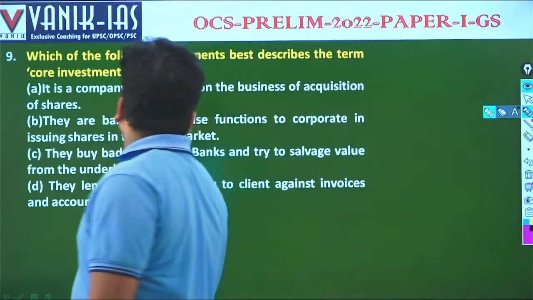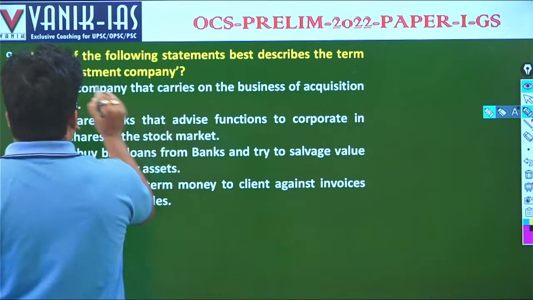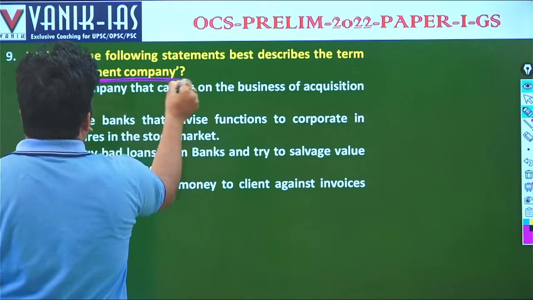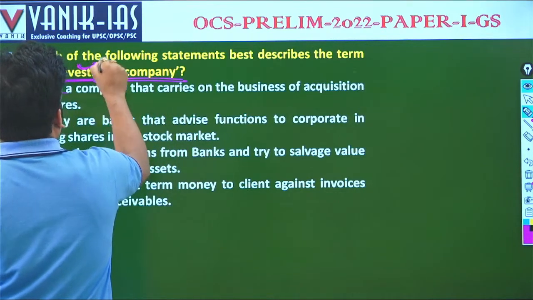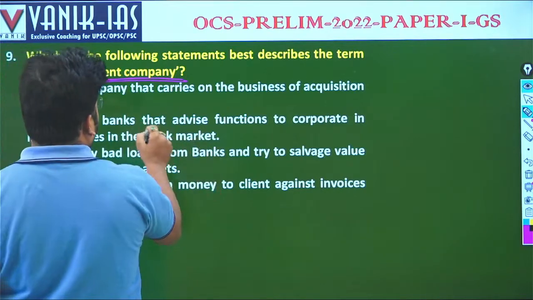Next, which of the following statements best describes the term core investment company? It is a company that carries on business of acquisition of shares. There are banks that advise functions to corporate in issuing shares in the stock market. So the question is, see the word, core investment company. That means it is investing something, right? Just observe the word core investment company, it is investing, so it is not about advice.